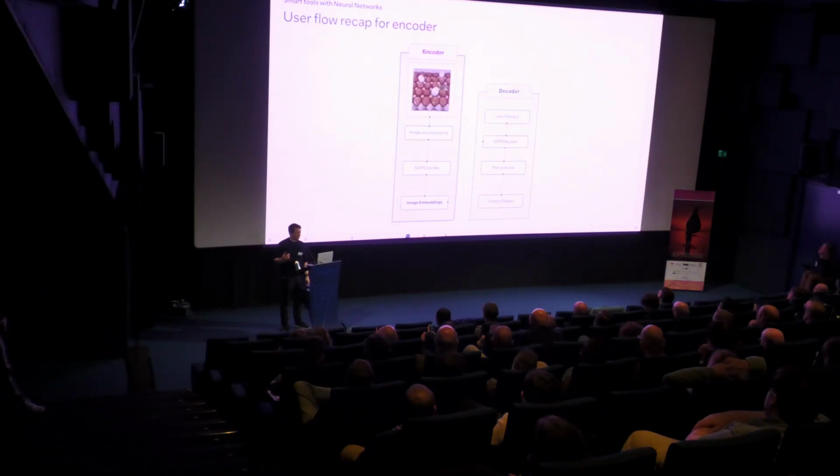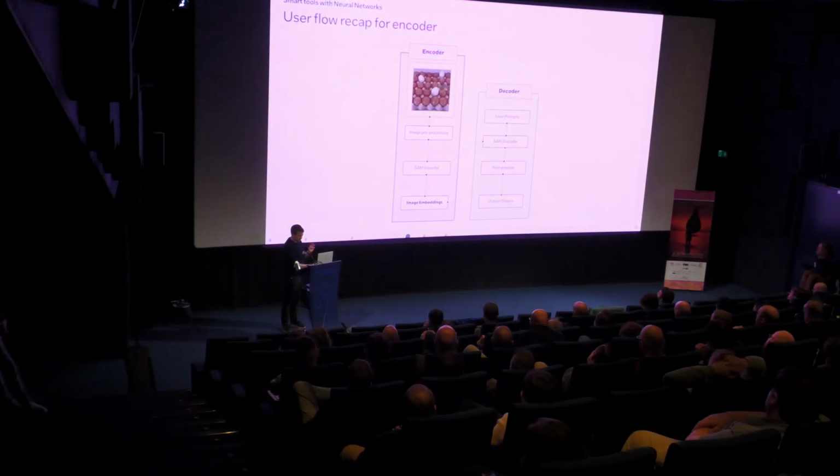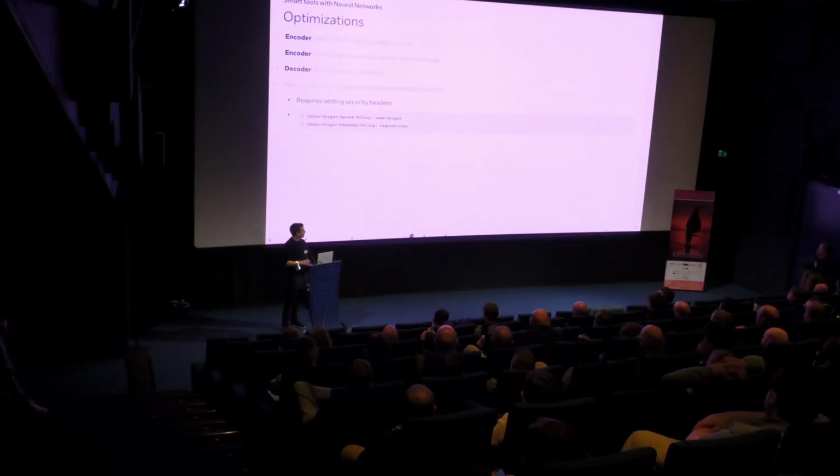Now, again, a recap to show you what all the steps that we did. We called the encoder, we got the image embeddings. Then after that, we used those embeddings, and we call the decoder every time the user hovers. And we do the post-processing on that. Now, there's some optimization that we also did. Like I already mentioned, we use a lightweight encoder with mobile SAM.